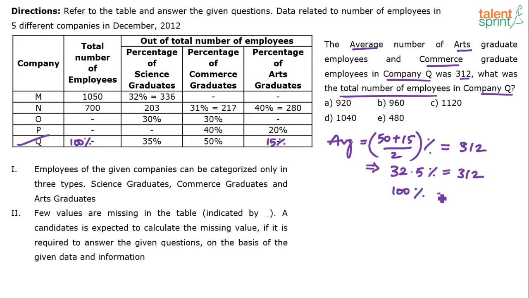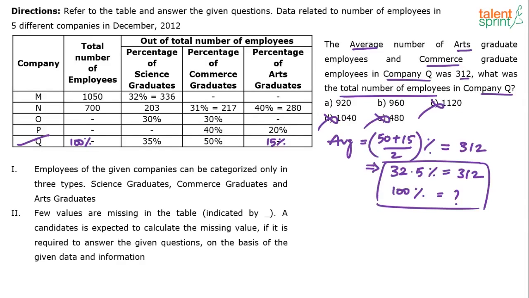100% is equal to what? He's asking us to find out total number of employees. So this cross multiplication needs to be done. 32.5% is 312. 100% is equal to what? Look at the options and do the calculation. You know that, see, this 30% is approximately 300. So 100% should be approximately 1000. It should be close to 1000. So option E is straight away eliminated. In fact, it should be less than 1000. So I think 1040 and 1120 also gets eliminated.